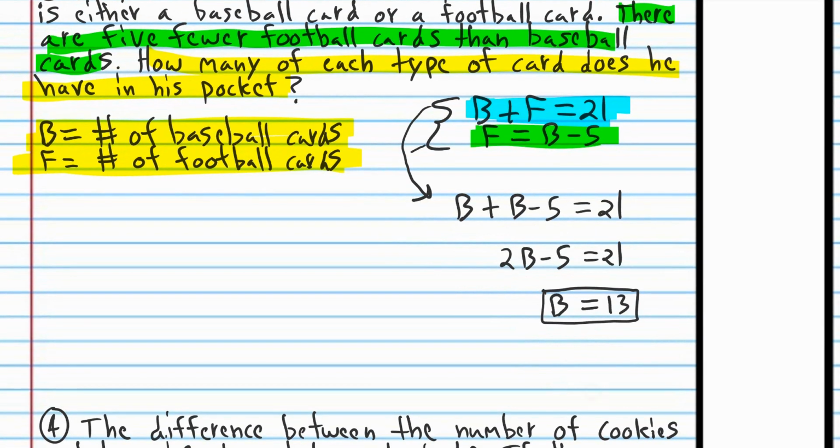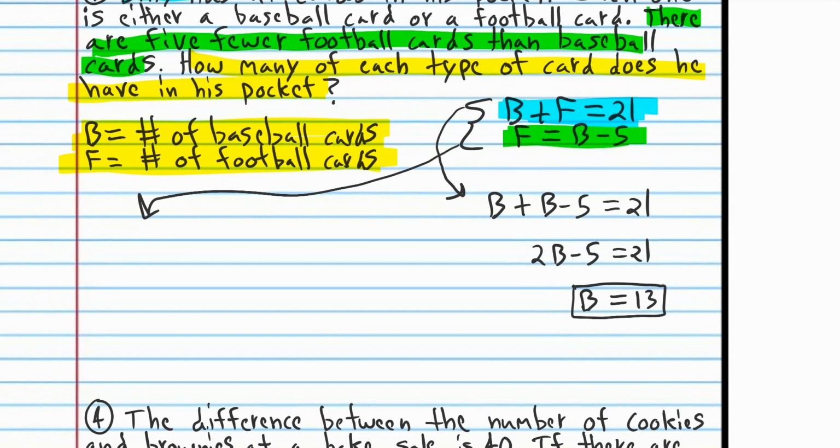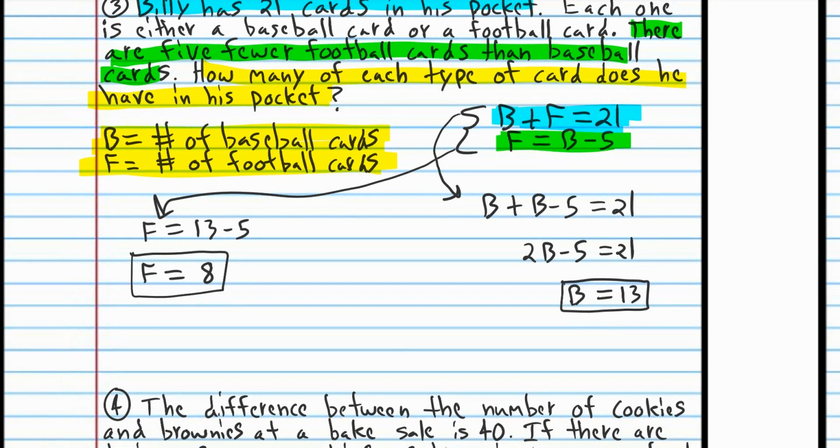Now we use the green equation. Again, we could use the blue equation, but we're just going to use the green because that's the easiest one to use, because the number of football cards is already isolated. F is already isolated. So that would be 13 minus 5. Number of football cards is 8. 8 football cards. So if you got those answers, good job.